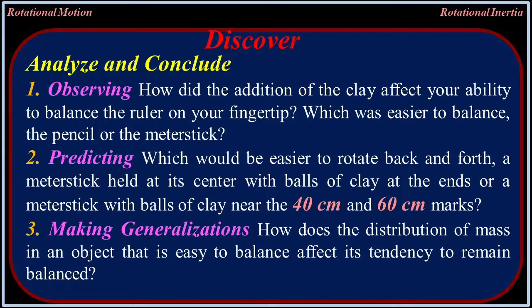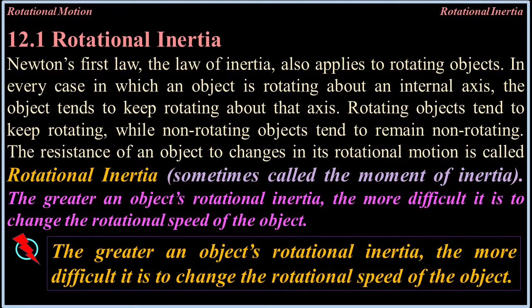Predicting. Which would be easier to rotate back and forth: a meter stick held at its center with balls of clay at the ends of the meter stick, or with balls of clay near the 40 centimeter and 60 centimeter marks? Making generalizations. How does the distribution of mass in an object that is easy to balance affect its tendency to remain balanced? 12.1. Rotational inertia.